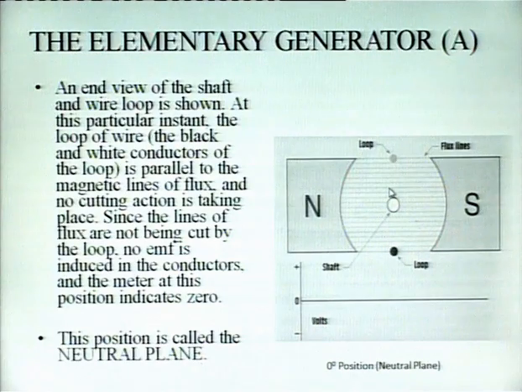When the angle between conductor and flux is 0, then there will be no flux cutting. When there is no flux cutting, EMF induced in the conductor will be 0. So, EMF 0 and current will be 0.